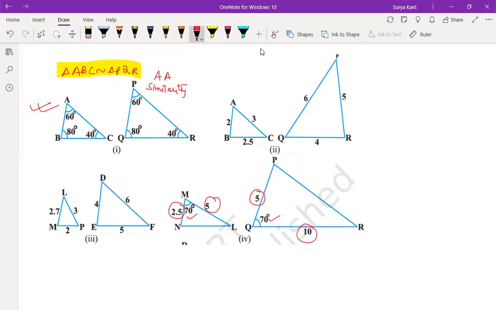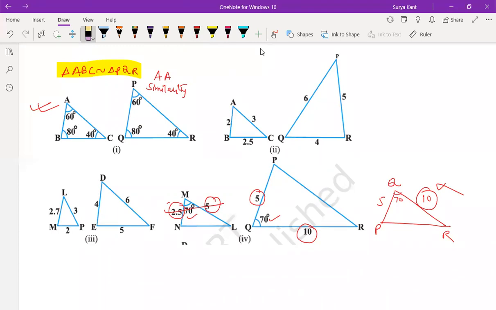So if you want to draw the triangle like this, okay, same triangle, this is 70. So here is coming Q. And here 2.5, this is P and this is R, correct? This is 5 and here 10 should come then, right? So QR is not 10, so this is wrong. This is not similar. Samarth, how are you saying this is similar?